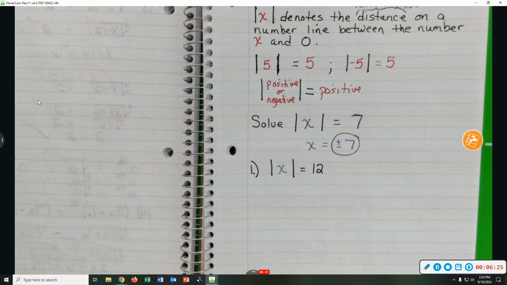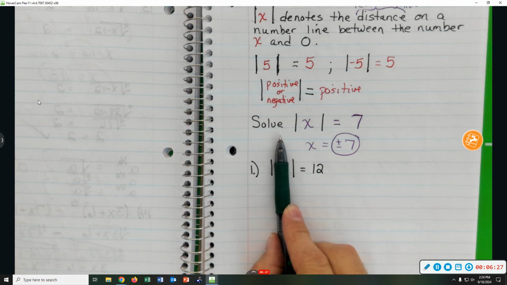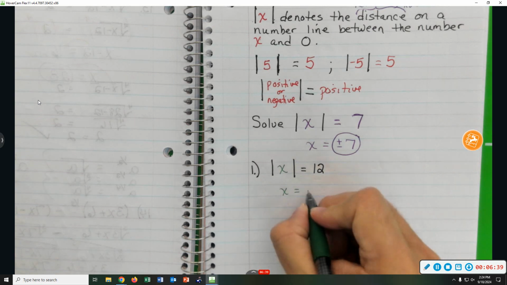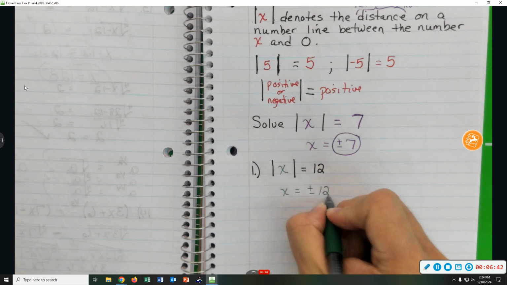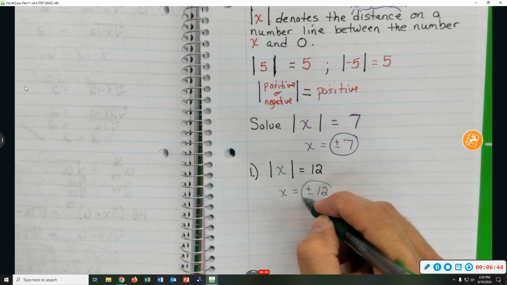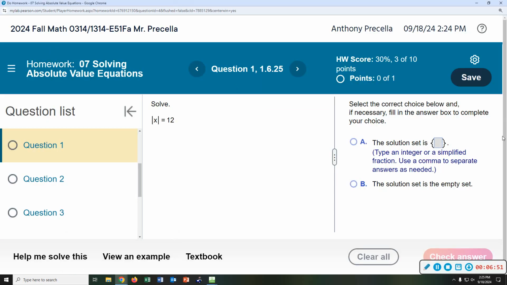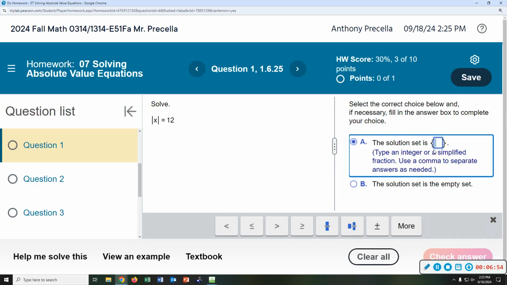Here's my thinking: what are the only two numbers that can be inside here? The only two numbers that have absolute value equal to 12 are positive and negative 12. So you can type in either 12, negative 12, or use the plus/minus key that they have. I'm going to use the plus/minus hot button and type in my answer, 12.